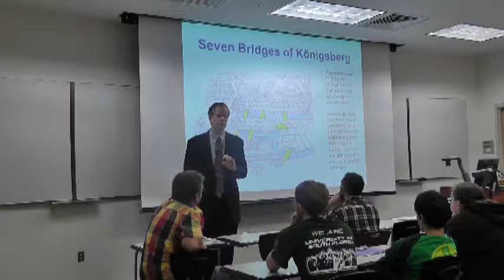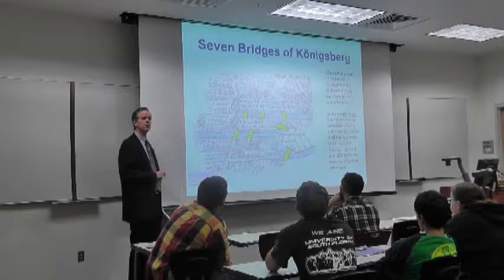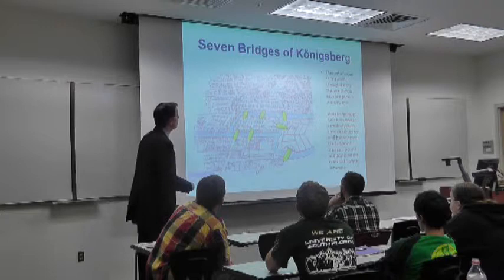Seems like a simple one. There's only seven bridges. So what do you guys think? How would I do that? How would I go on a walk? Where would I have to start? And where would I end up if I wanted to go on a walk that would go over each bridge once? By the way, you can't go over a bridge halfway and turn back.